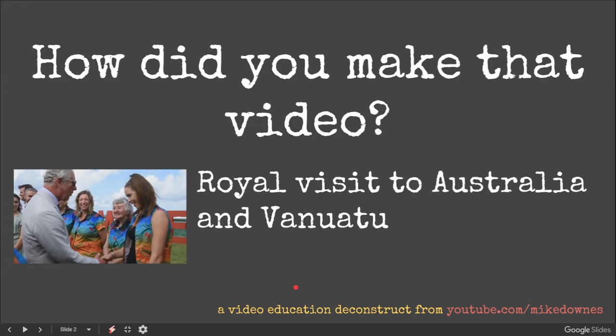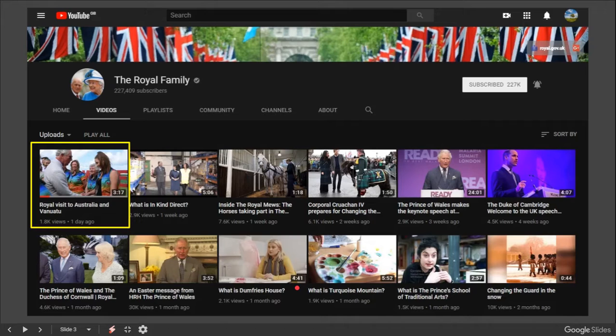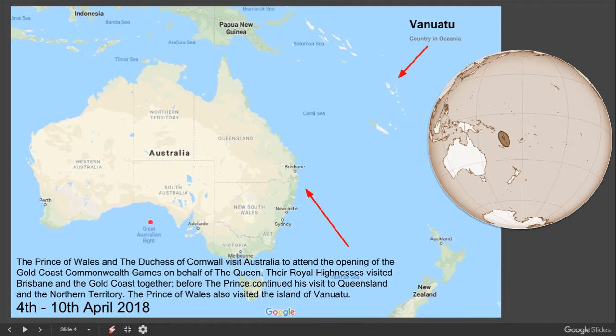Now the way it's going to work is that I'm going to take a video that I've watched and liked, quite honestly, recently. In this example, it's from the Royal Family's YouTube channel. As background, the Princess of Wales and the Duchess of Cornwall go off and visit Brisbane, Gold Coast, Vanuatu, in a 6-day period or so, 4th to the 10th of April. That's background to it, and I'll tell you why.